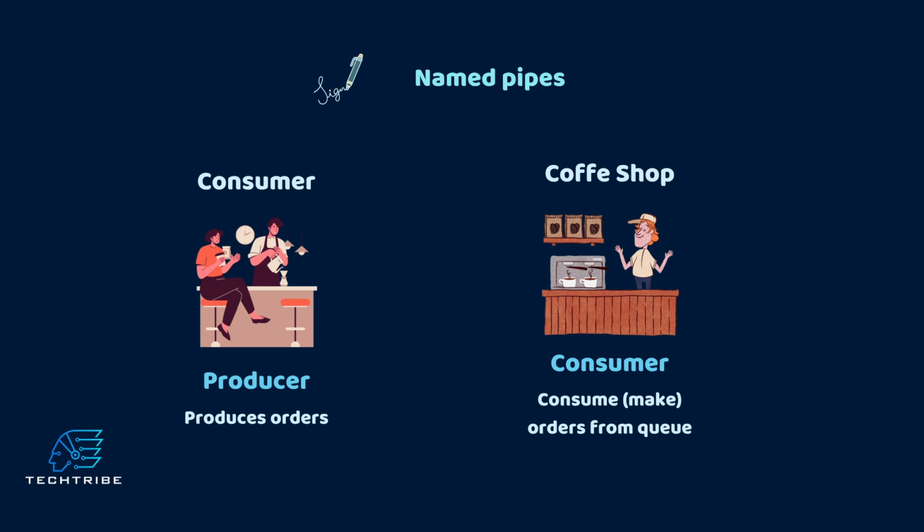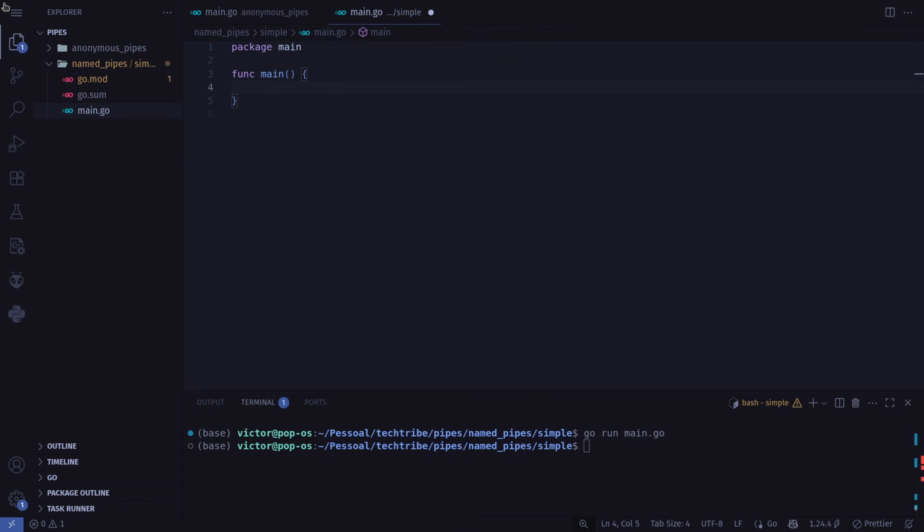Whether it's crazy busy or that quiet, the system keeps flowing smoothly. So let's make this example in code. Let's make a named pipe now. And I will store the path of our pipe in a variable. And this path will be related to where the pipe will be created.